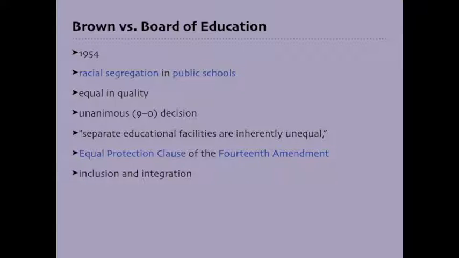The court's unanimous 9-0 decision stated that separate educational facilities are inherently unequal, and therefore violate the Equal Protection Clause of the 14th Amendment of the United States Constitution. Brown v. Board of Education made a way for inclusion and integration in schools for ELL students.